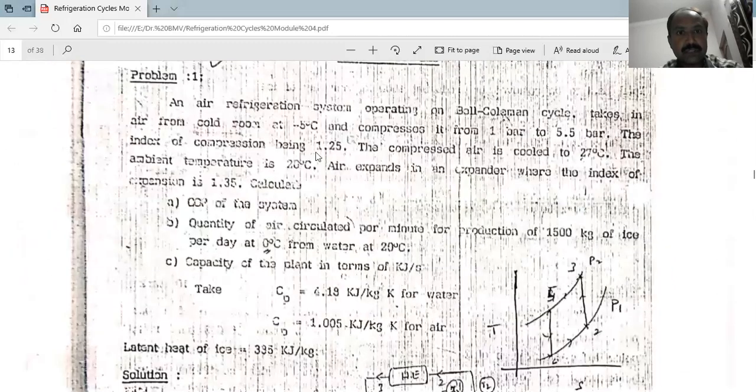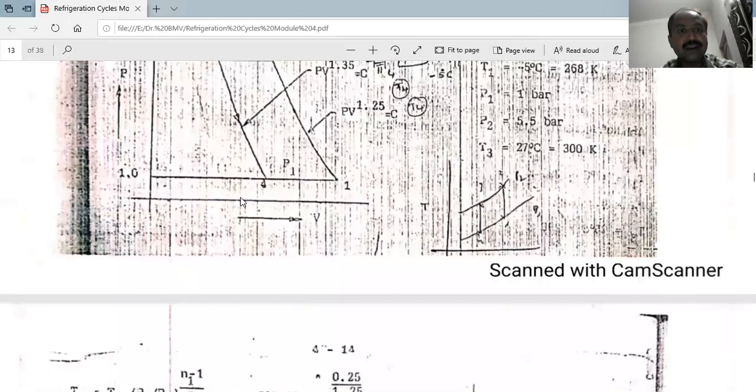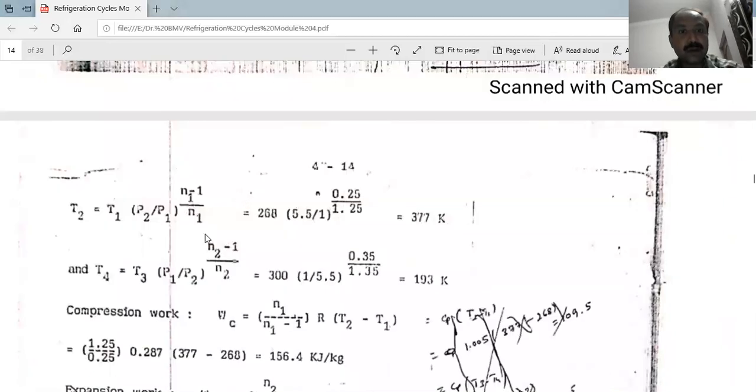The compression index is 1.25 and the expansion index is 1.35. Both are different; compression and expansion process indices are different. This is a very important thing here. We use 1.25 for compression, while for the expansion process we have to use 1.35. So T2 is equal to T1 into (P2 divided by P1) to the power of (N1 minus 1) divided by N1, which becomes 377 Kelvin.